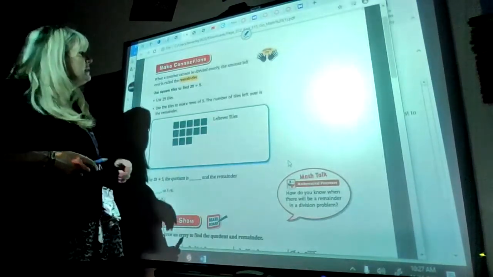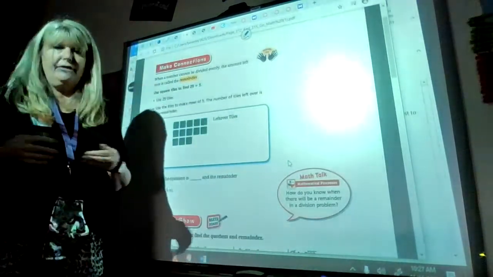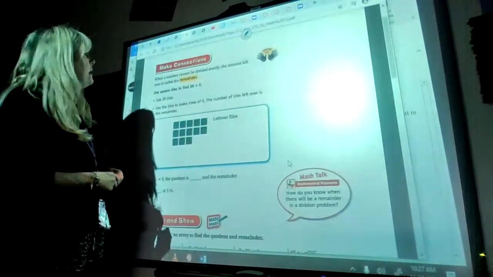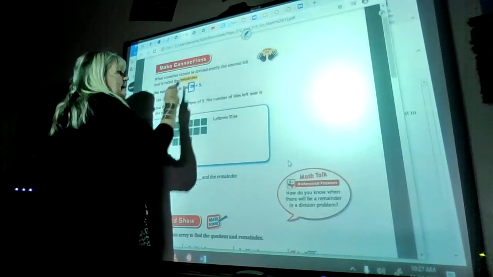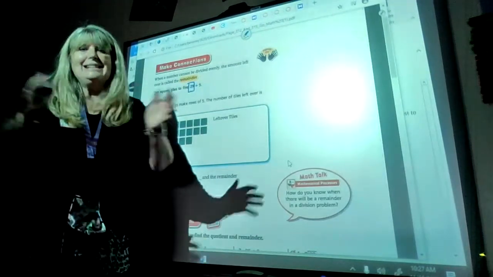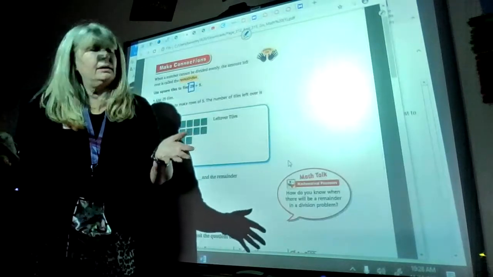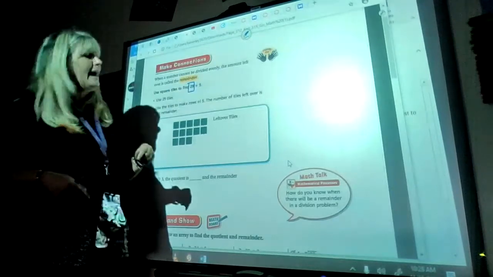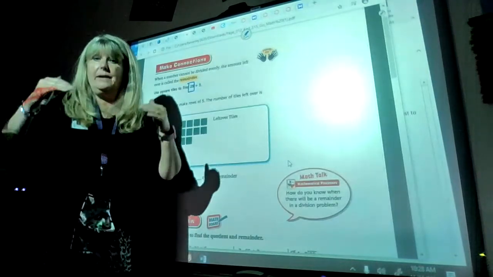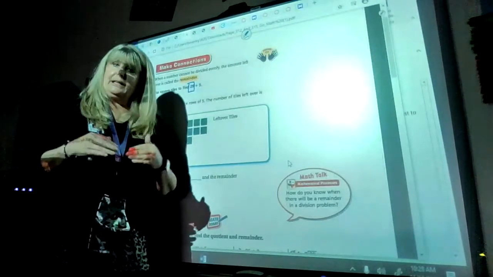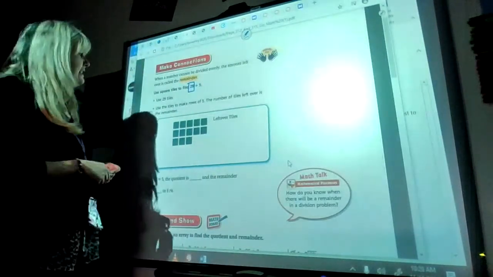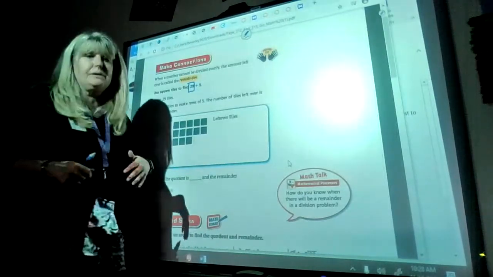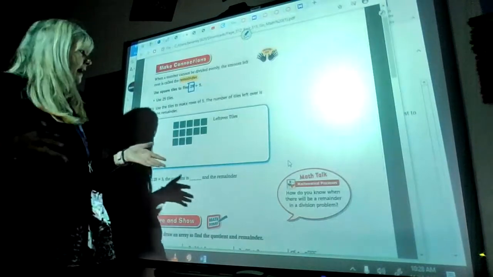It says use square tiles to find 29 divided by 5. Now, if we don't have tiles, you can certainly draw your pictures. That 29 is your dividend. It is the total amount that we're dealing with. So there are 29 tiles, divided by 5 means there's going to be 5 in each group. So you're going to count them out, 5, 5, 5, 5, until you get to the leftover amount.